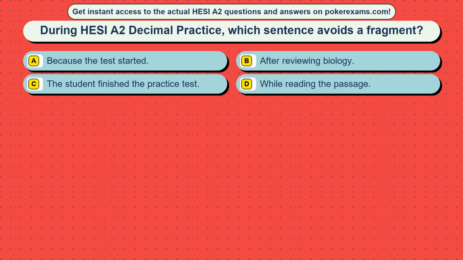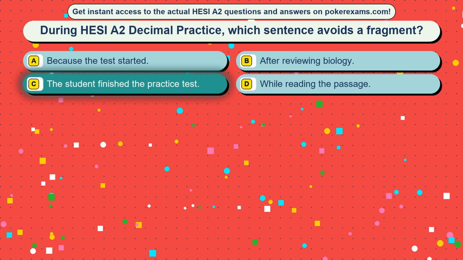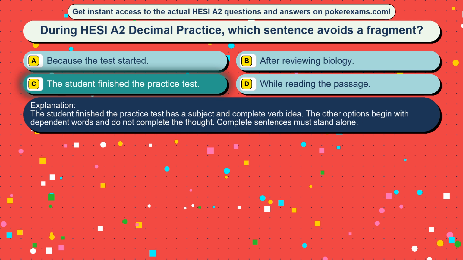Question 1. During HESI A2 Decimal Practice, which sentence avoids a fragment? Option A. Because the test started. Option B. After reviewing biology. Option C. The student finished the practice test. Option D. While reading the passage. The correct answer is option C. The student finished the practice test. The student finished the practice test has a subject and complete verb idea. The other options begin with dependent words and do not complete the thought. Complete sentences must stand alone.